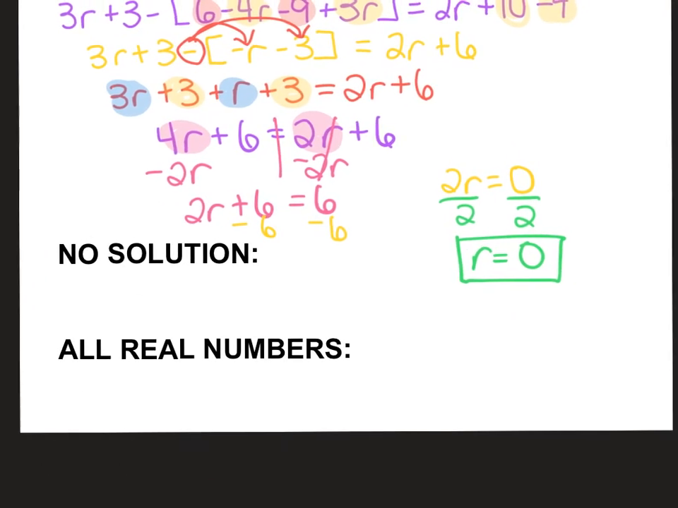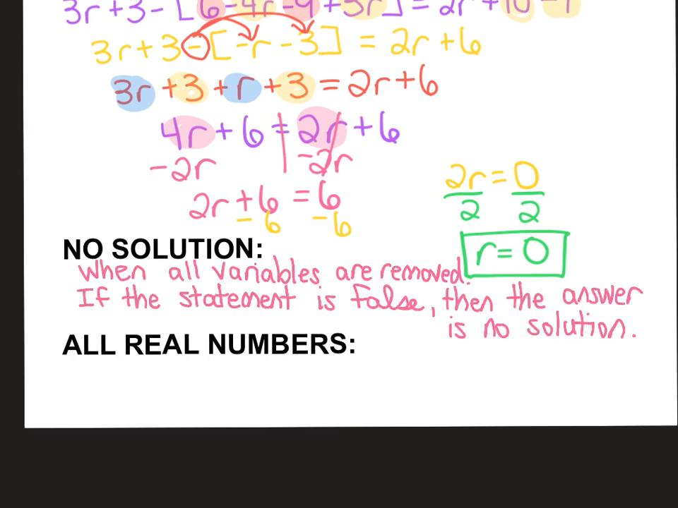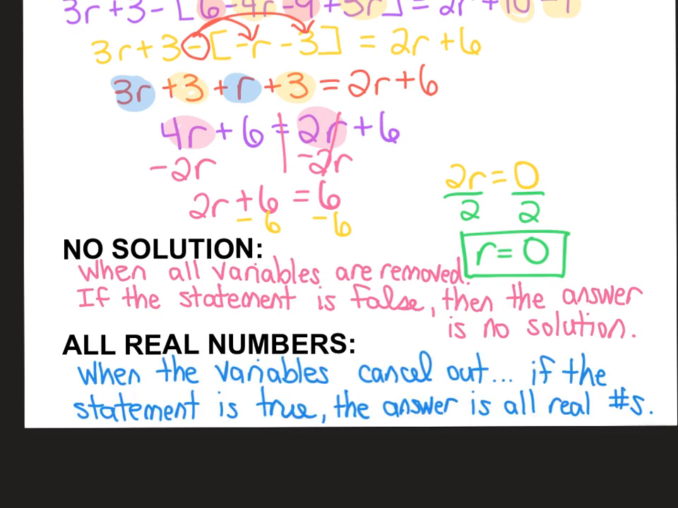So our last part is just a summary of no solution versus all real numbers. And remember, a no solution is when all the variables are removed or eliminated and the statement that's left over is false, then the answer is called a no solution. So remember, for all real numbers, when the variables cancel out, if the statement that's left over is true, then the solution is all real numbers, which means no matter what number you plug into that equation, both sides are going to be equal to each other.